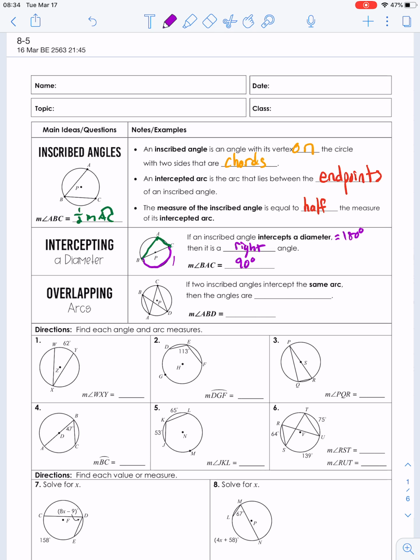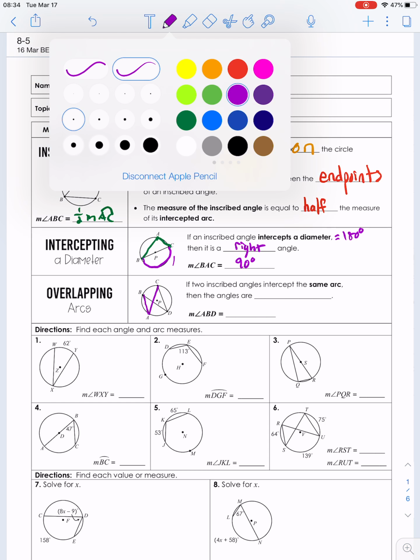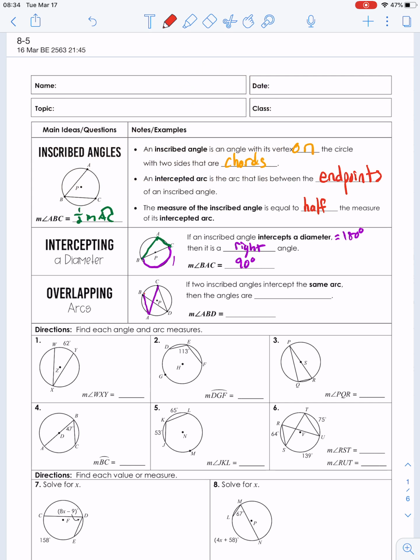If we have two inscribed angles and they intercept the same arc, I'll show you what that looks like. So here's one angle. Let's get red. Here is its arc. And then we have another inscribed angle, go green. And do you see that they have the same red arc there? That tells us that these inscribed angles are congruent.